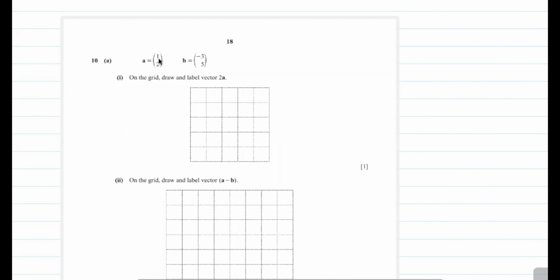Question 10a. a equal to (1, 2), b equal to (minus 3, 5). On the grid, draw and label the vector 2a. Now here the vector a is equal to (1, 2). When we multiply it by 2, that vector becomes (2, 4). This shows the x coordinate value and this shows the y coordinate value of the vector. And (2, 4) is the vector we can draw.